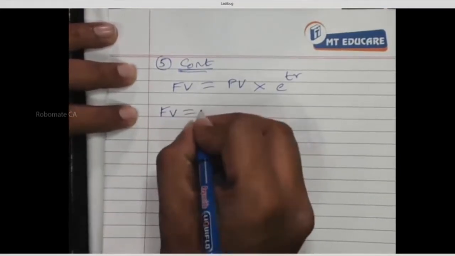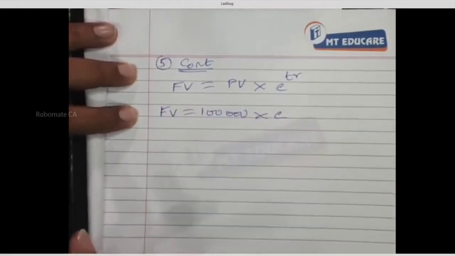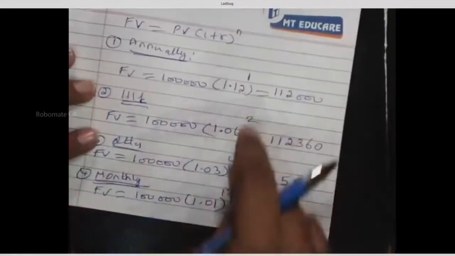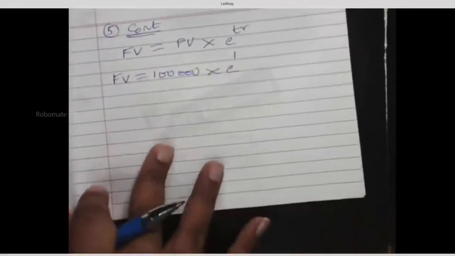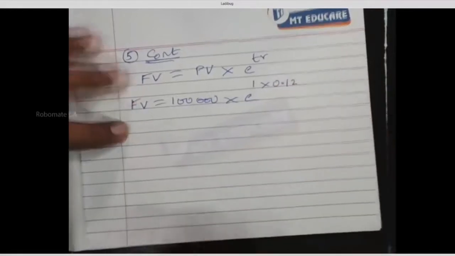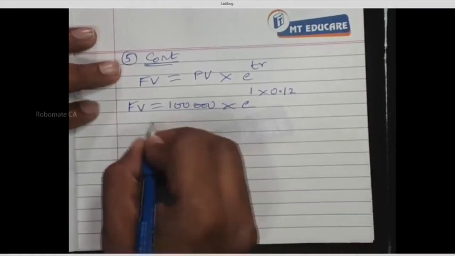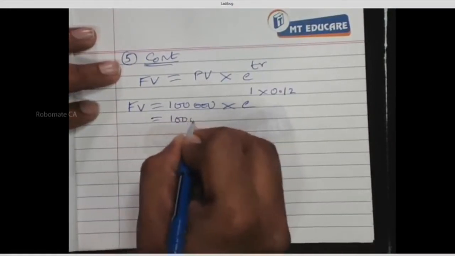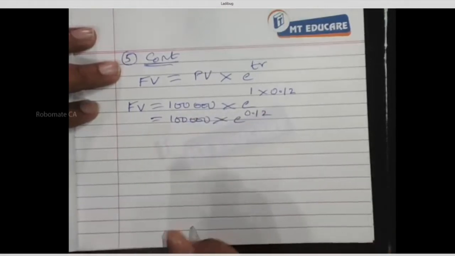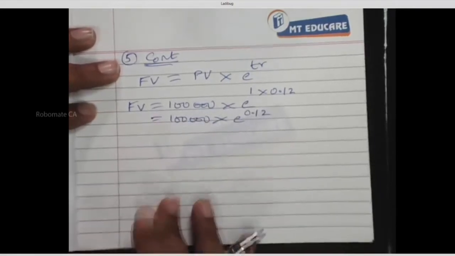Future value is equal to, what is present value? 1 lakh into e power. I am depositing for how many years? 1 year. Understand that in all the examples, I am depositing only for 1 year, at what interest rate here? 0.12. E power 1 into 0.12. If I simplify, it is 1 lakh into e power 0.12. If I multiply this, I'll be getting the value. Everybody yes or no?